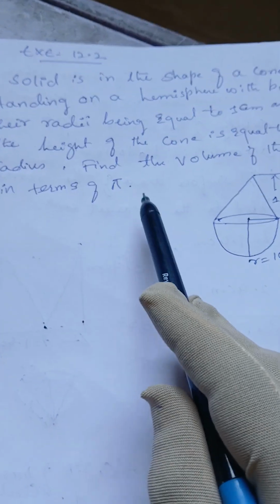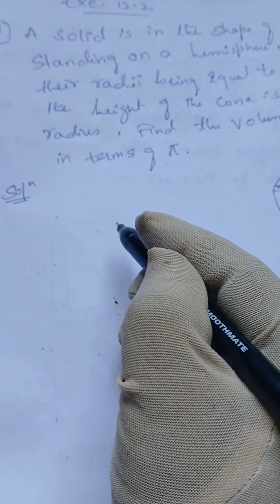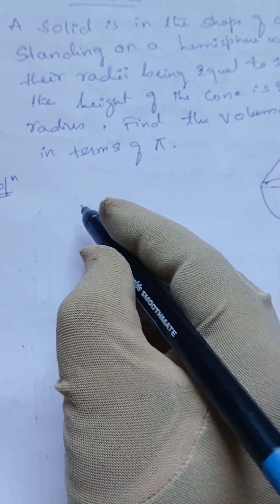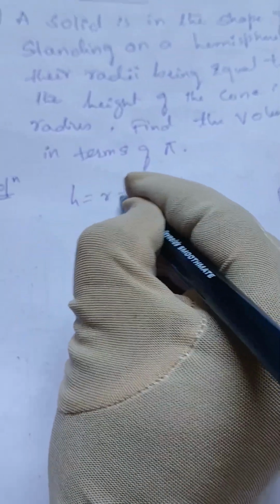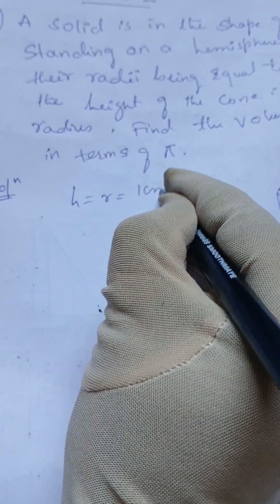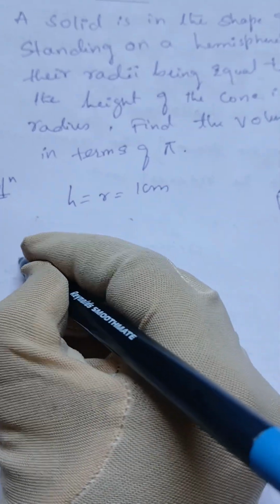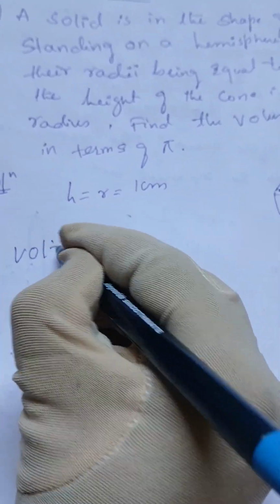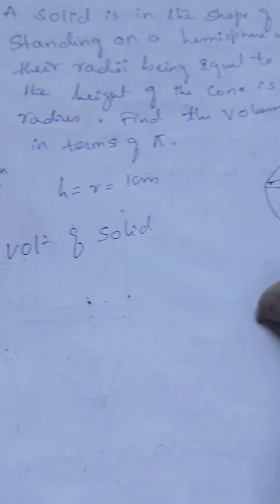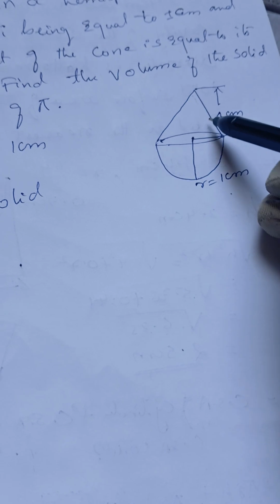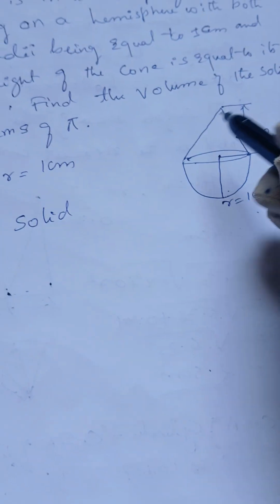Find the volume of the solid in terms of pi. The volume should be found, but we should not substitute the value of pi. We should keep the answer in the form of pi. So what will we do? We have height h equal to r equal to 1 centimeter. Next, what do we have to calculate? The volume of the solid. Overall, all this together we call the solid: cone plus hemisphere, this is the solid.